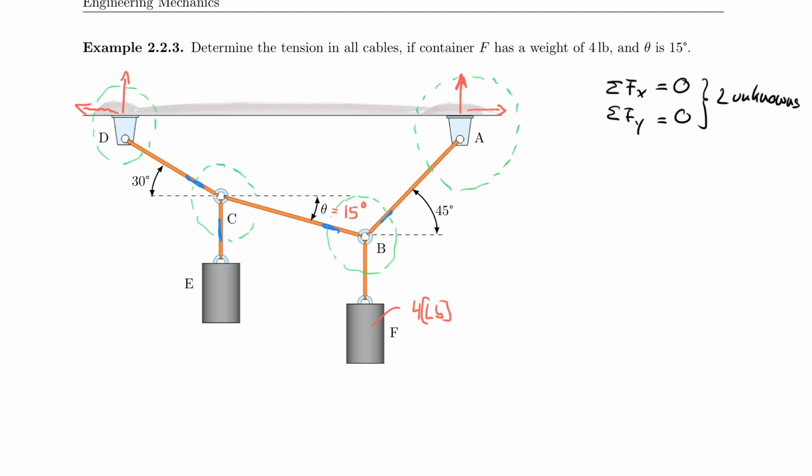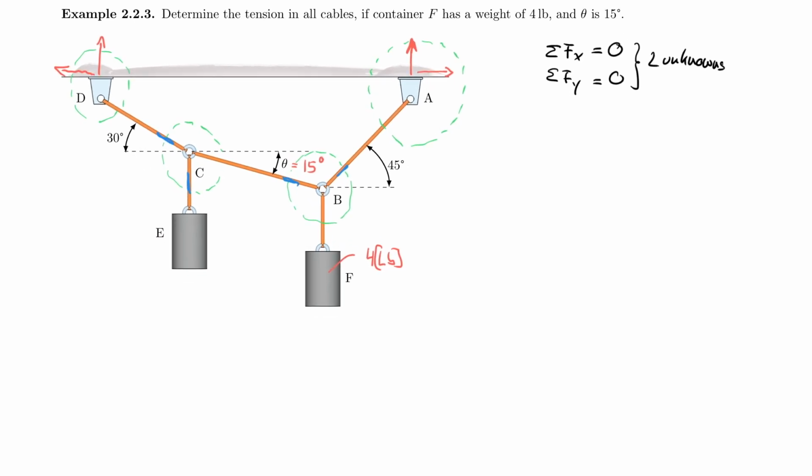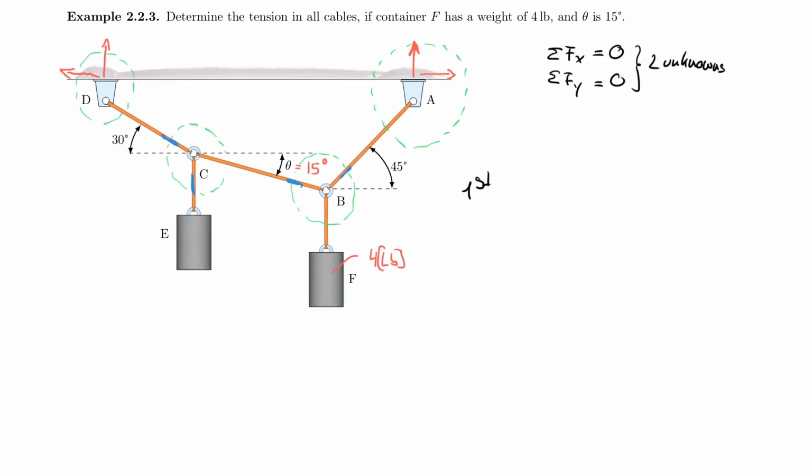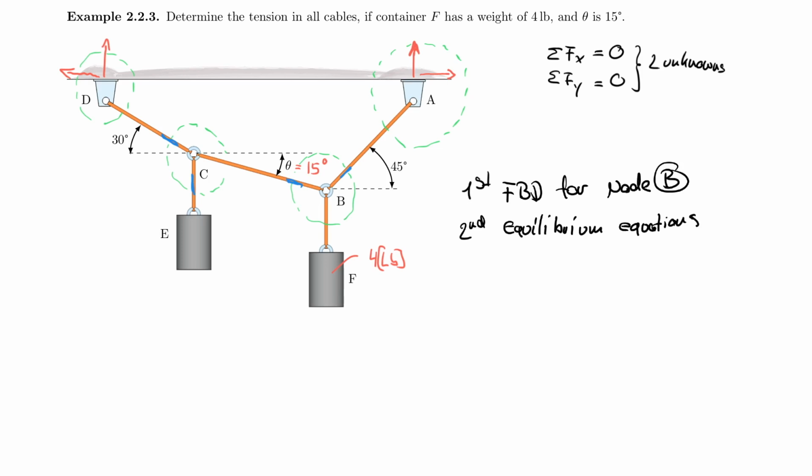So rather than solving this problem for you, because you already did this anyways, I'm going to show you that first I would do the free body diagram for node B. Then second, I would find equilibrium, so equilibrium equations for node B. And that would really give me, if I solve this, FAB and FBC.